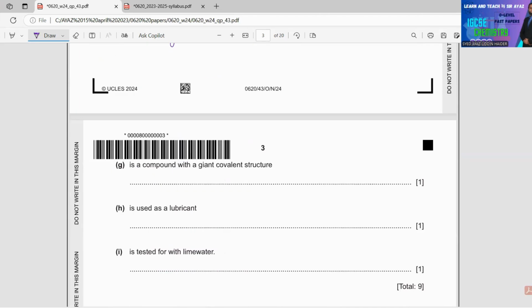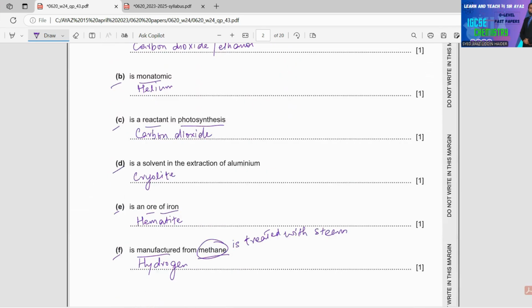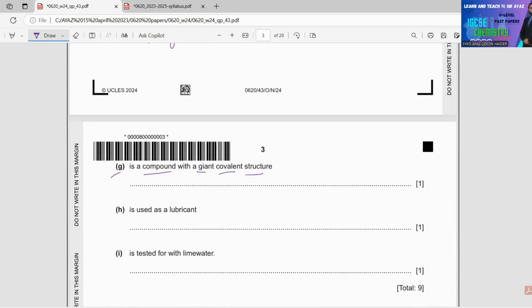Moving to next part, which is part G, is a compound with a giant covalent structure. They are saying compound, not the element. We have giant covalent structures here. One is graphite, giant covalent structure, silicon peroxide. These two are giant covalent structures, but they are saying compound. So it must be silicon peroxide.